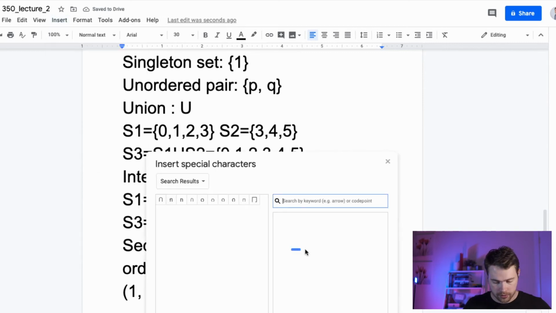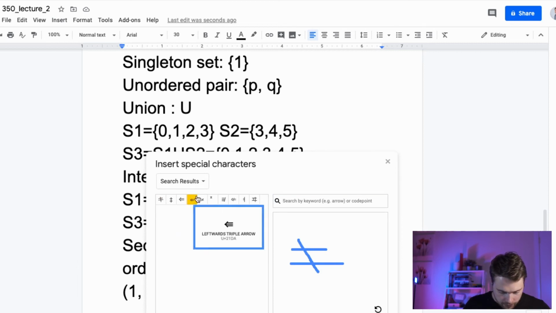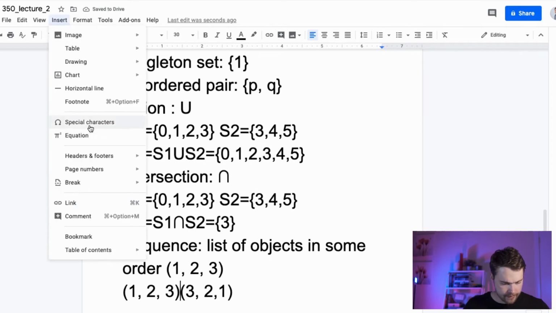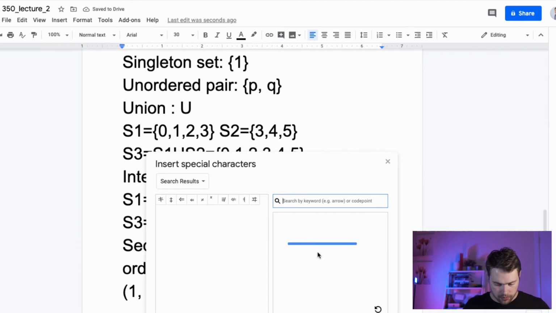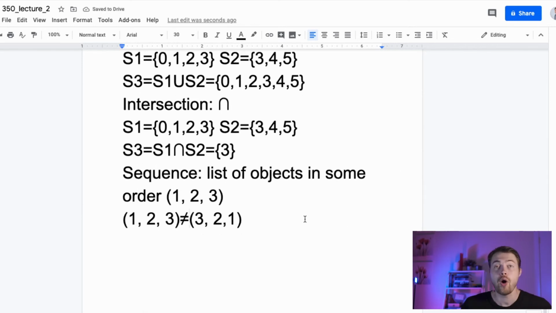Special characters. I don't have that symbol. Well, I have this. Okay. No, that's not that symbol. Yep. Okay. Hope it makes sense.